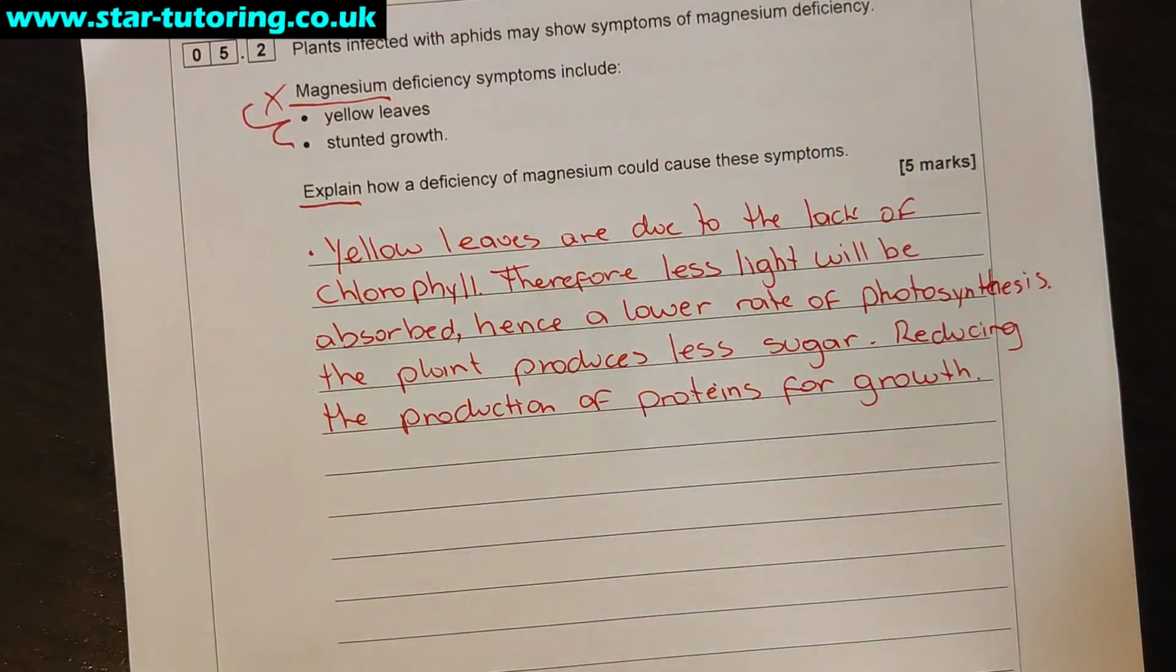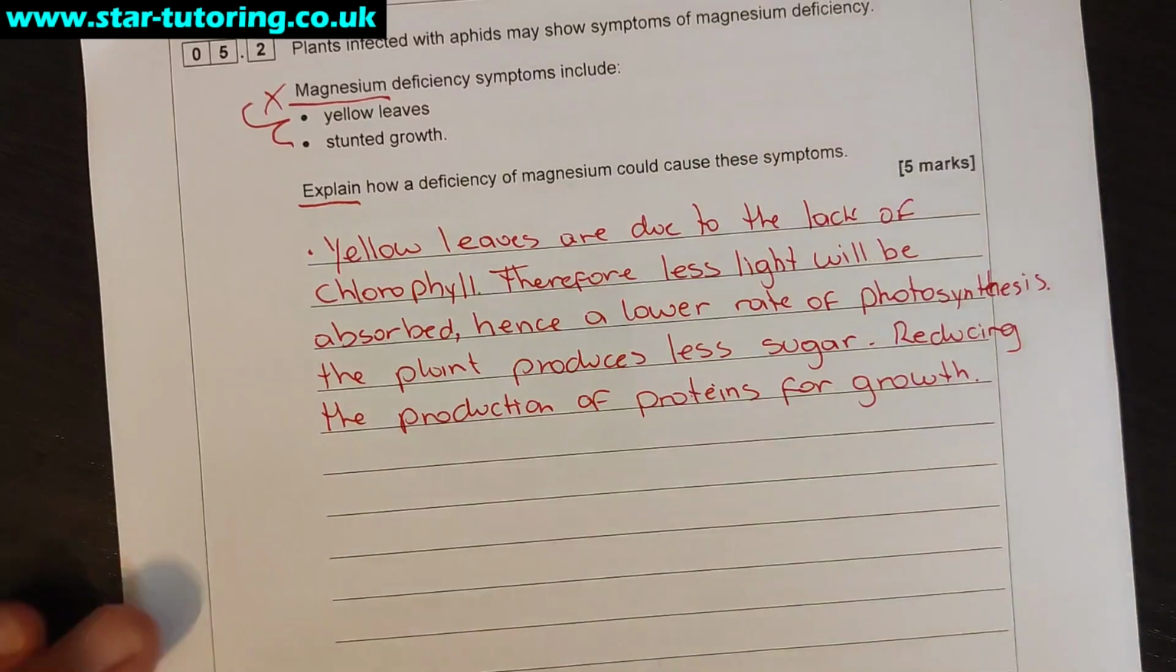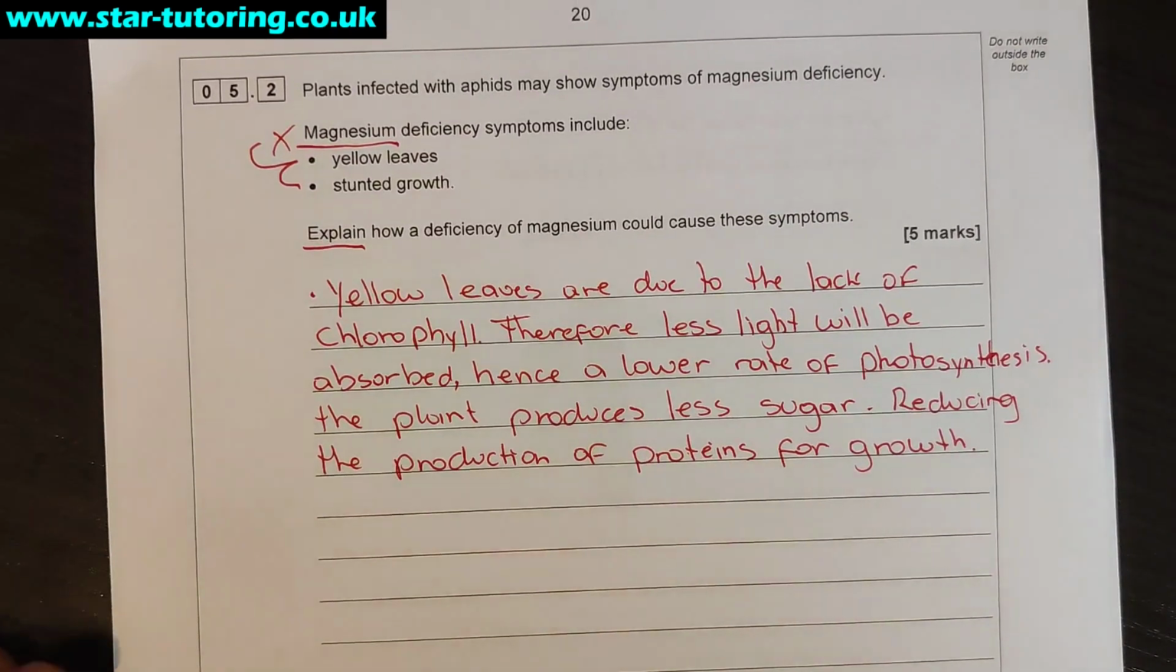Okay, so this is what we have. The yellow leaves are due to the lack of chlorophyll. Therefore, there's going to be less light. There's going to be less photosynthesis, less sugar being produced, less production of proteins for growth. And that's going to give you the 5 marks that you need for this question.